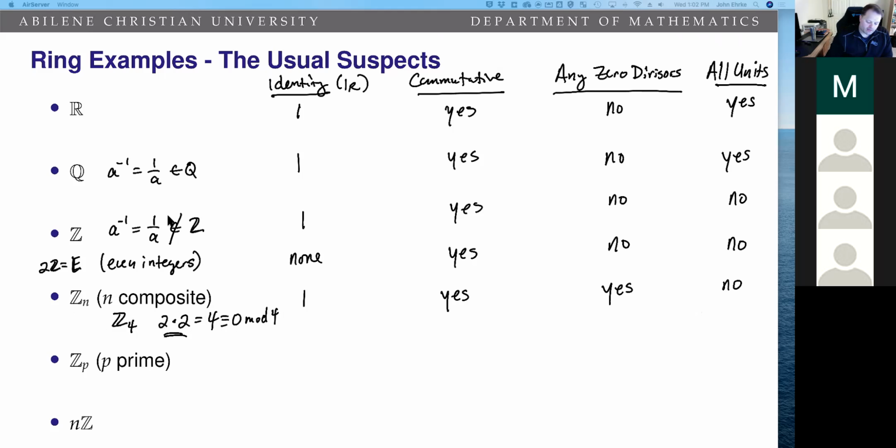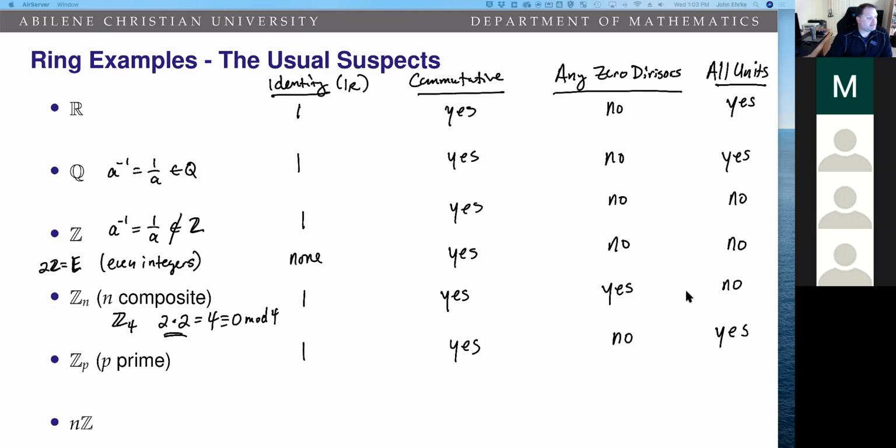Okay, what if we're looking at a prime modulus though? So if you're looking at a prime modulus, the identity is still 1. It is still commutative, but it turns out you don't get any 0 divisors in a prime modulus. And every element has an inverse. So prime modulus rings are very interesting rings to look at because they behave, if you go back up here and look, they behave like the real numbers.